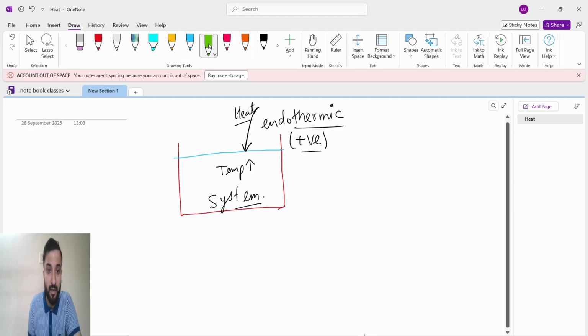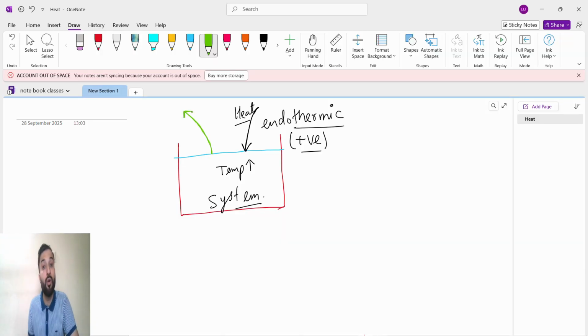Next, the second condition is what? Heat is released by the system. So everything we are going to study from the system. As I said in the first class, we will only focus on the system. Our main motto is the system only.